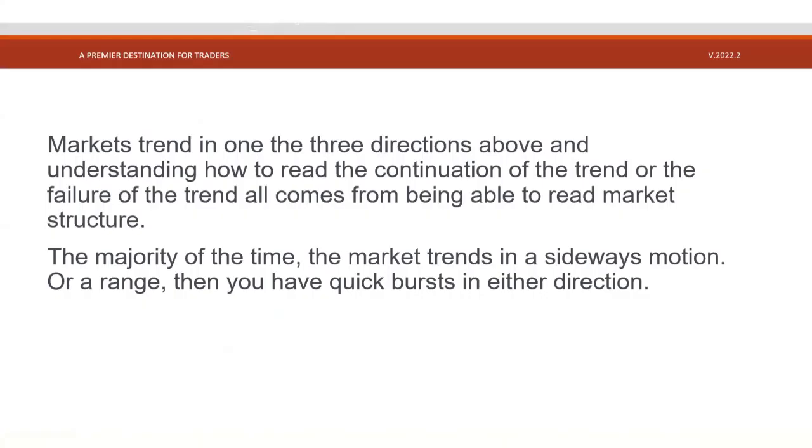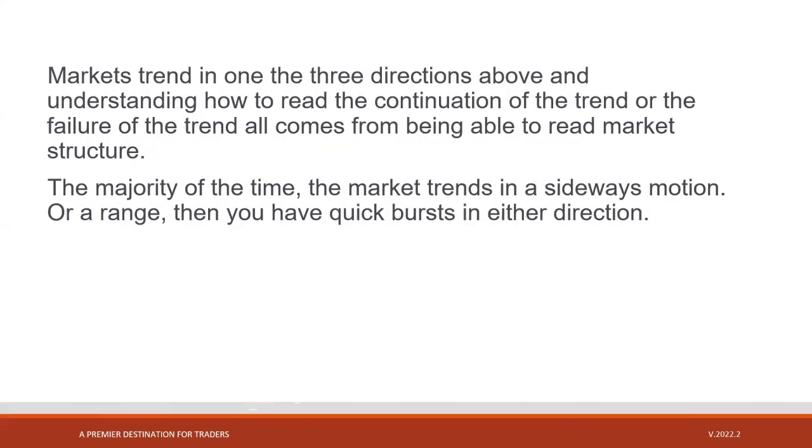Now, the market trends in one of three directions. It can be an uptrend, a downtrend, or a sideways trend, or a ranging market, basically. So the market is always in one of these stages. It's either bullish, bearish, or ranging, right? Now, the majority of the time, the market is trending sideways, and then you have outbursts from those ranges in either direction, up or down.